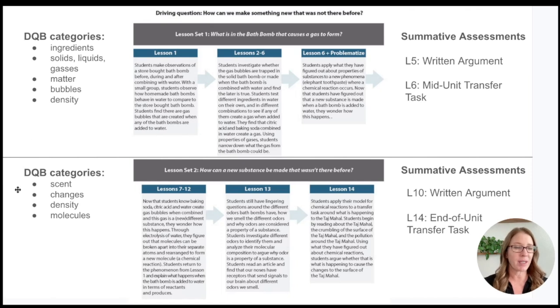So some categories that might appear on the driving question board that would relate to this lesson set would be about scent, changes in properties or changes to the bath bomb or changes in general. Density is going to come back and molecules.